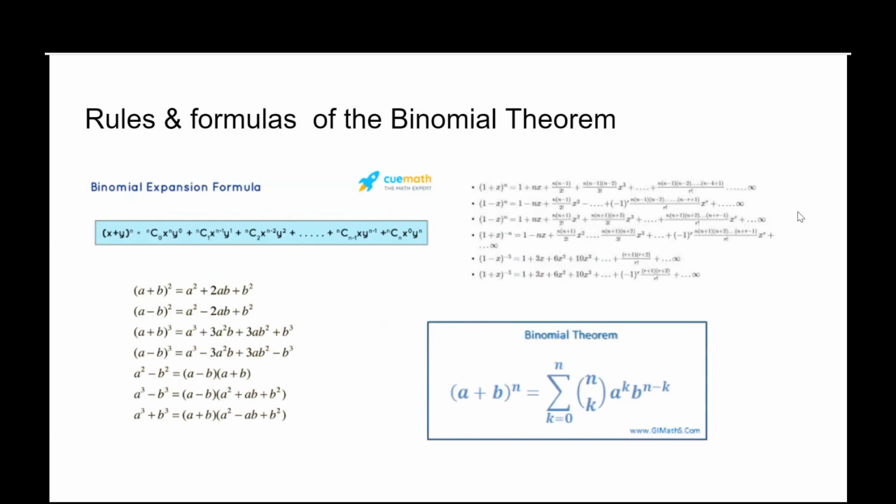Rules and formulas of the binomial theorem. But how do we use the binomial theorem really? Well, to know that, we need to know the rules first. For the upper left picture, we can see the formula (x plus y) to the power of n equaling the sum of nCr times x and y. Now, while that may seem confusing, nCr is simply a combinatorial, meaning n choose r.